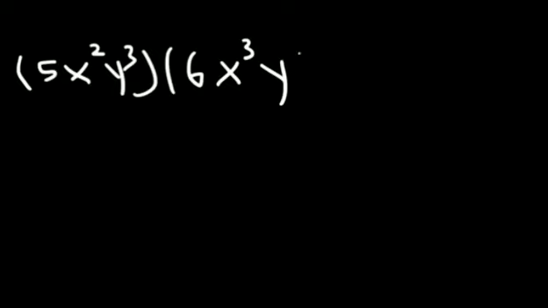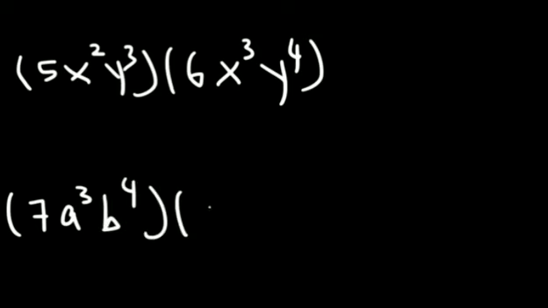Now let's work on some practice problems. So multiply 5x squared y to the 3rd by 6x cubed y to the 4th. And then try this one. 7 a to the 3rd b to the 4th times 8 a to the 5th b to the 7th power.